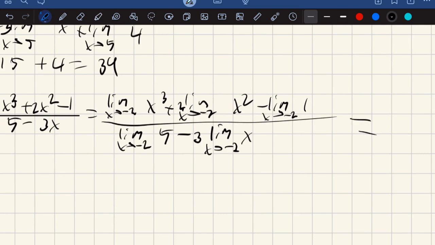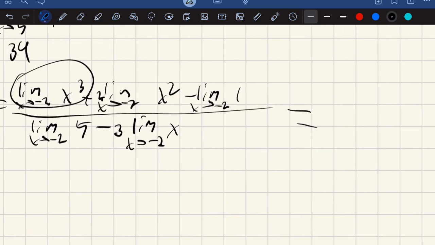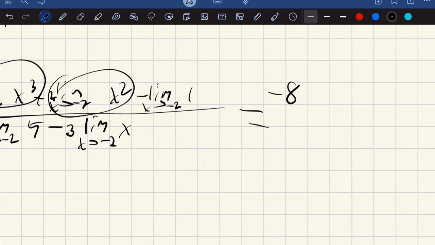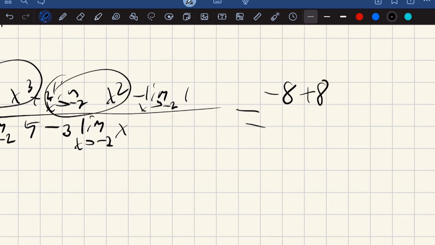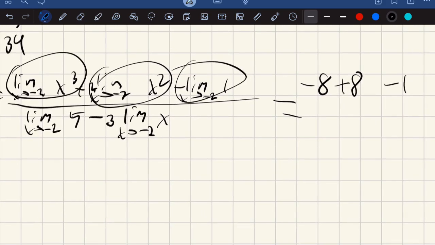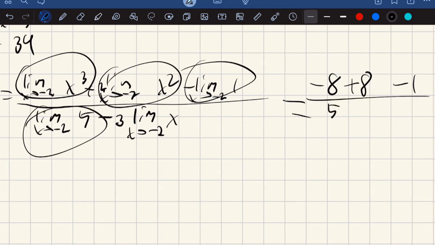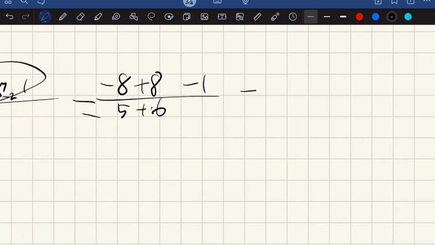So then this first one, -2 cubed, is -8. This one is going to be 4 times 2, so plus 8. This one is going to be -1. This is just going to be 5, and then this one's just going to be plus 6, and then you get -1 over 11.